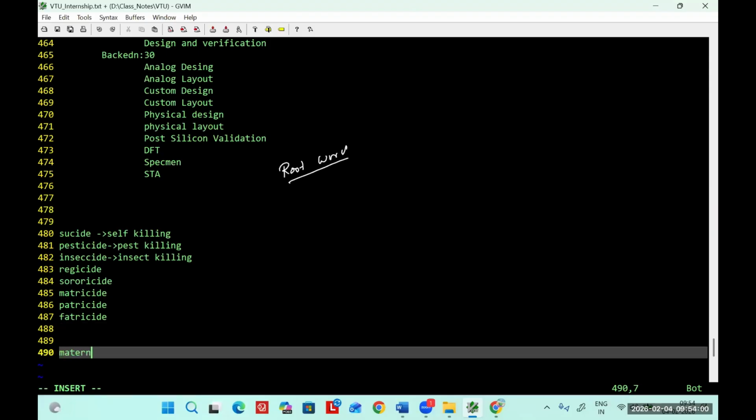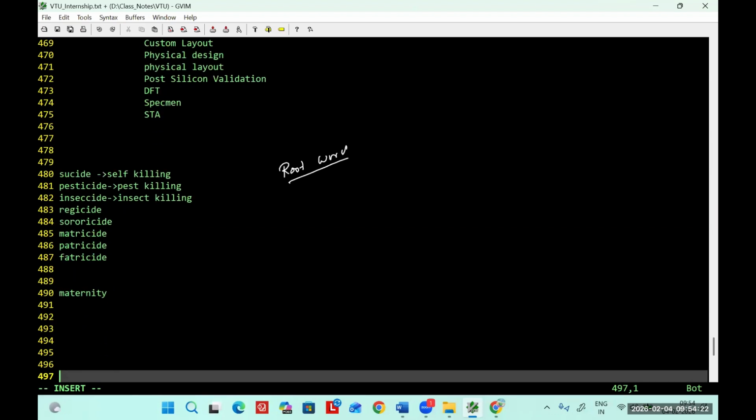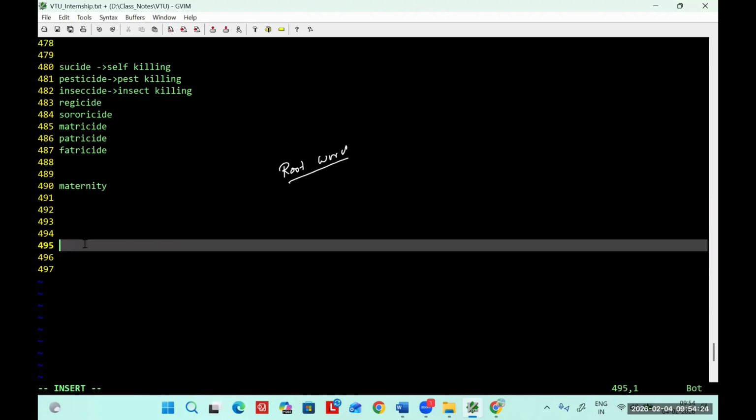Now one last, maternity. See, if you just see the maternity word, what feeling you will get? Boys related or girls related? Girls related. Matricide. Boys related or girls related? Mom side. Mom is what? Girls. Got it. In any English also, if you want to learn like this, just try to understand what the root words are. If you know the root words, maximum you can understand.